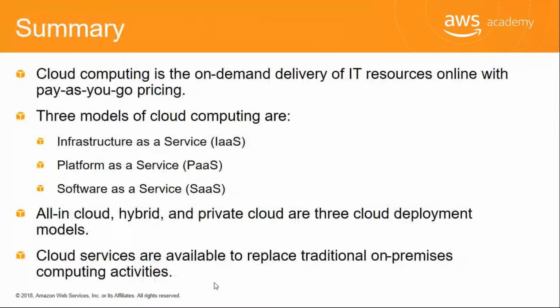So what we learned till now is that cloud computing is the on-demand delivery of IT resources online with pay-as-you-go pricing. There are three models of cloud computing: IaaS, PaaS, and SaaS. AWS offers us multiple options to work with. We can have all cloud, hybrid, or private cloud. The cloud services are available to replace traditional on-premises compute activities.